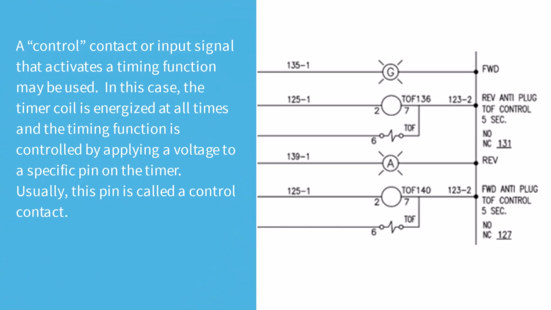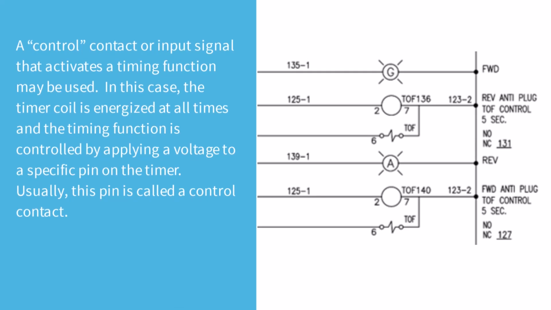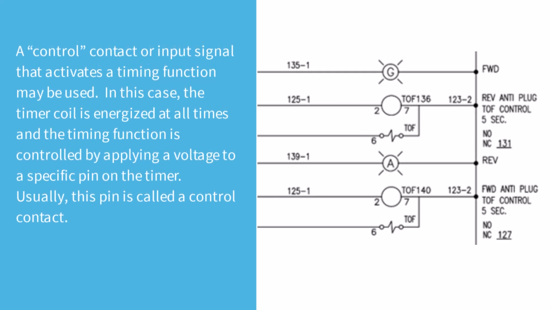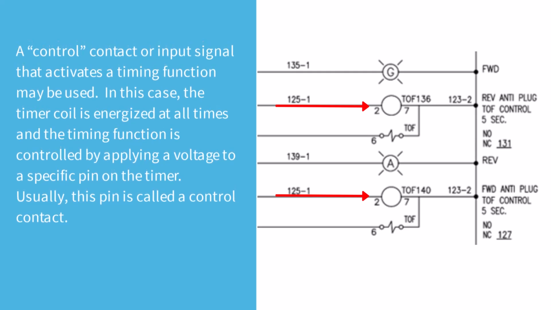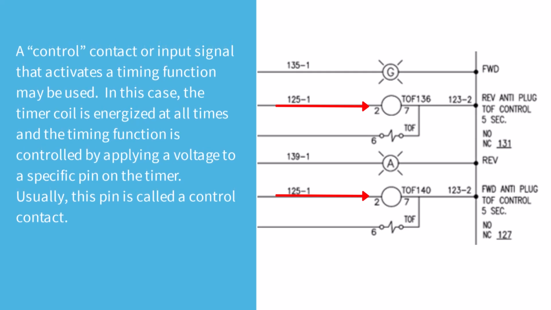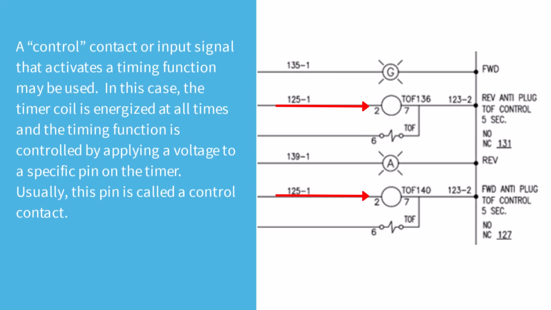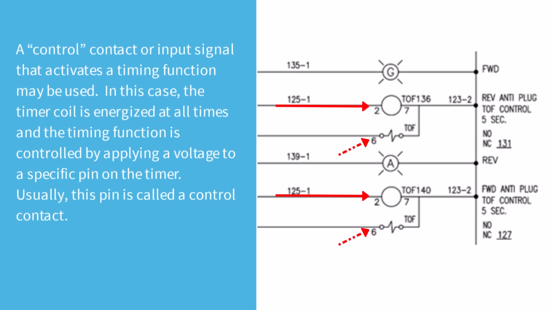A control contact or input signal that activates a timing function may be used. In this case, the timer coil is energized at all times and the timing function is controlled by applying a voltage to a specific pin on the timer. Usually this pin is called a control contact.